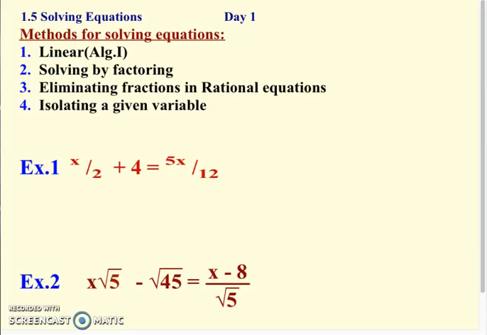Okay, these are the 1.5 day 1 notes. The 2 days of 1.5 are all solving. So you can basically take pretty much any solving method you had in Algebra 2 and put them all together in the next 2 days, and that's what we're going to be talking about.